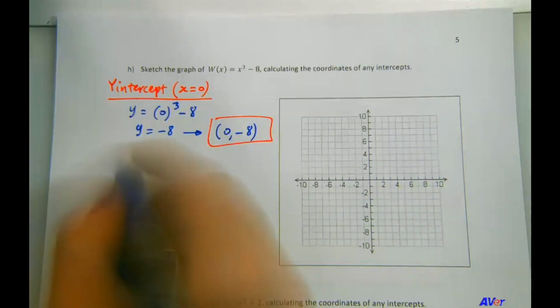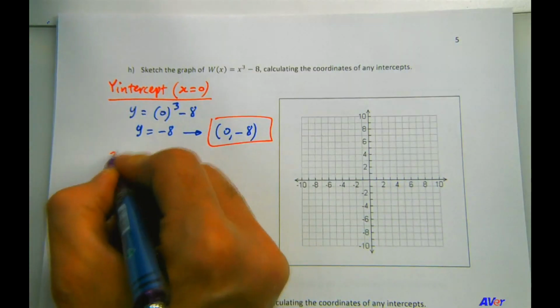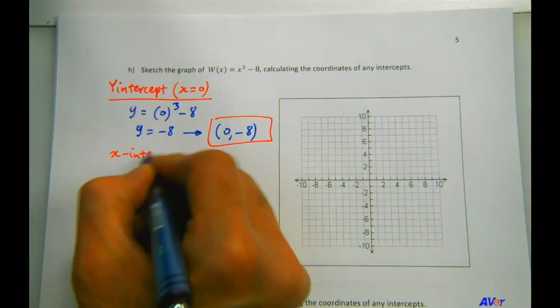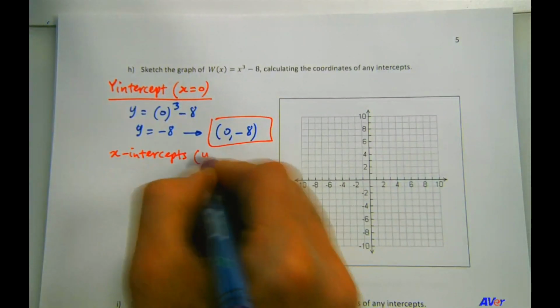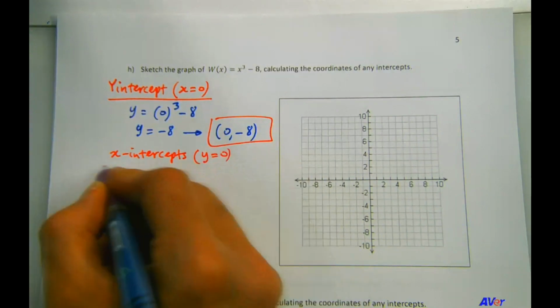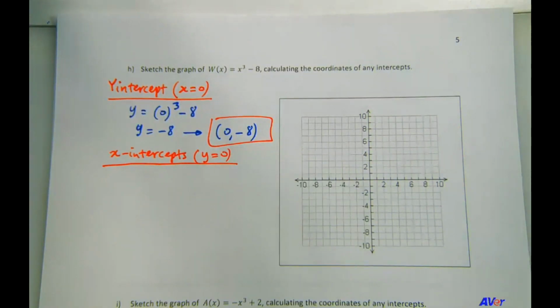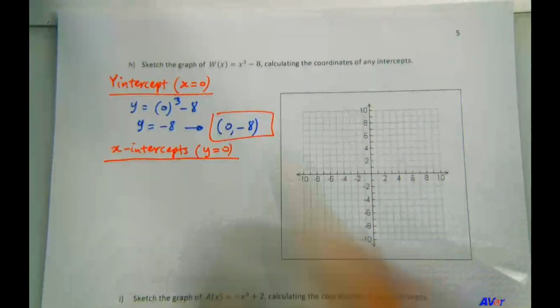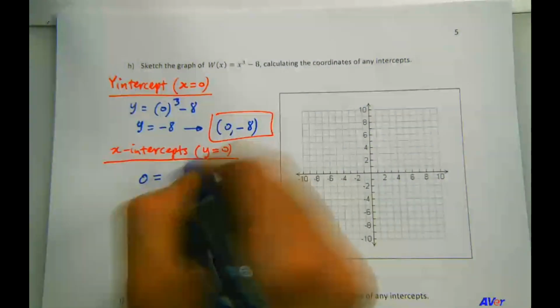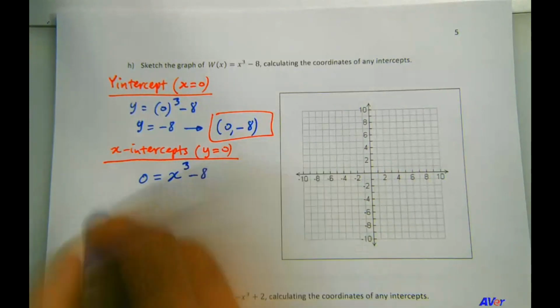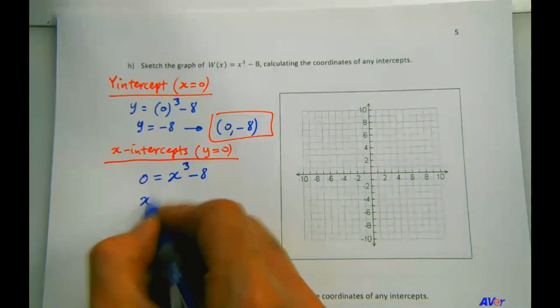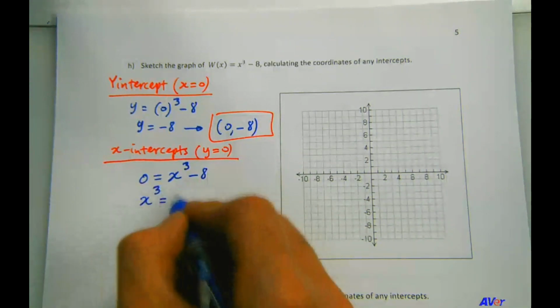How about the x-intercepts? So x-intercepts, let's see how many we have. X-intercepts occur when the y value is equal to 0. So in this equation, let's substitute for the y with 0 and solve for x. So x cubed minus 8, and then we have x cubed equals +8.